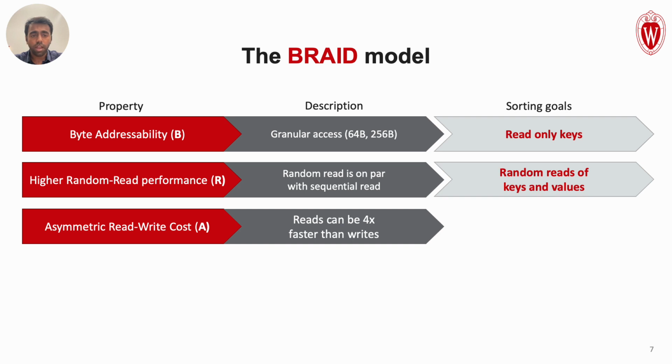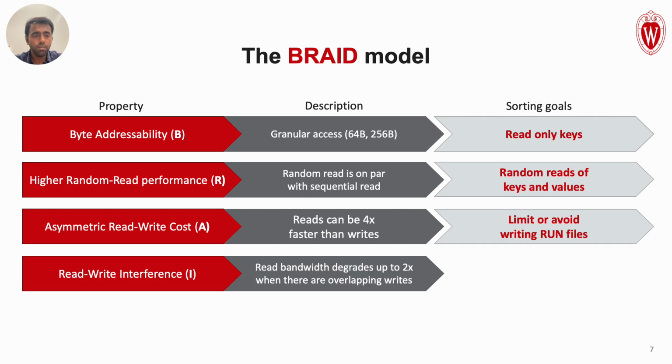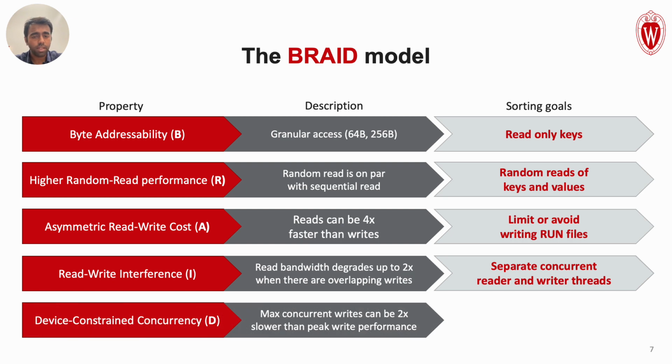Asymmetric read-write cost, where reads can be 4x faster than writes on these new devices. So, identify ways to limit or avoid writing run files altogether. Read-write interference, where read bandwidth can degrade up to 2x when there are overlapping writes. So, separate concurrent reader and writer threads while sorting. Device constraint concurrency. Max concurrent writes can be 2x slower than peak write performance. So, manage read and write concurrency very differently.